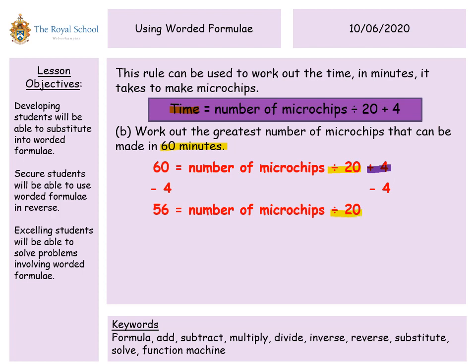And the opposite of dividing by 20 is timesing by 20. So we do that to both sides of our equation, and we get our final answer. So 1120 is the number of microchips.